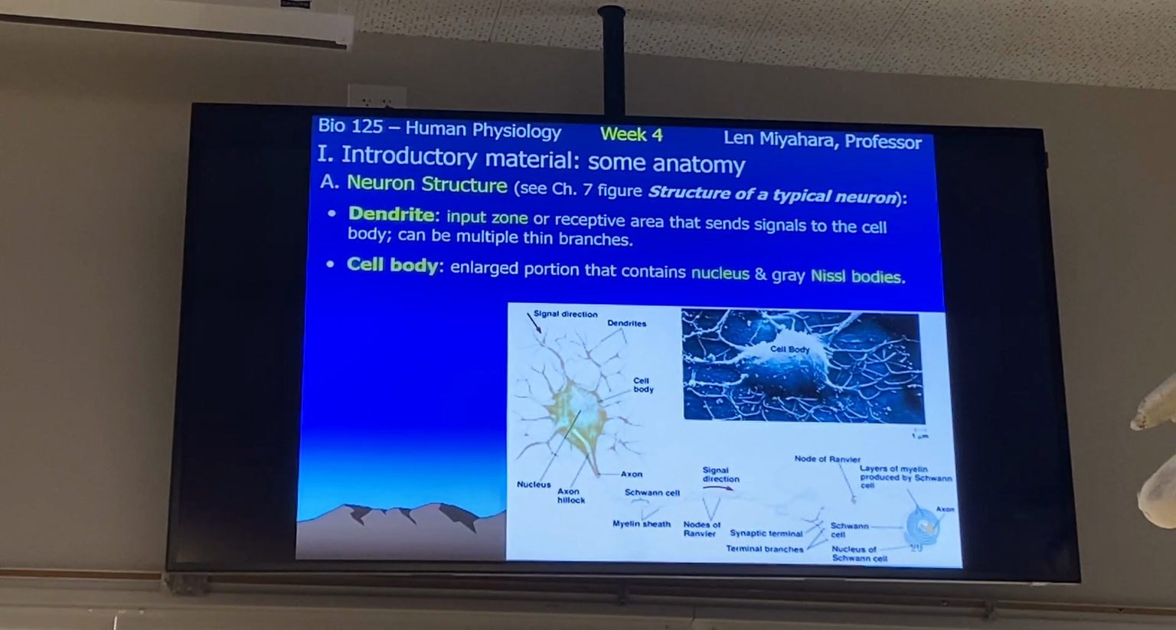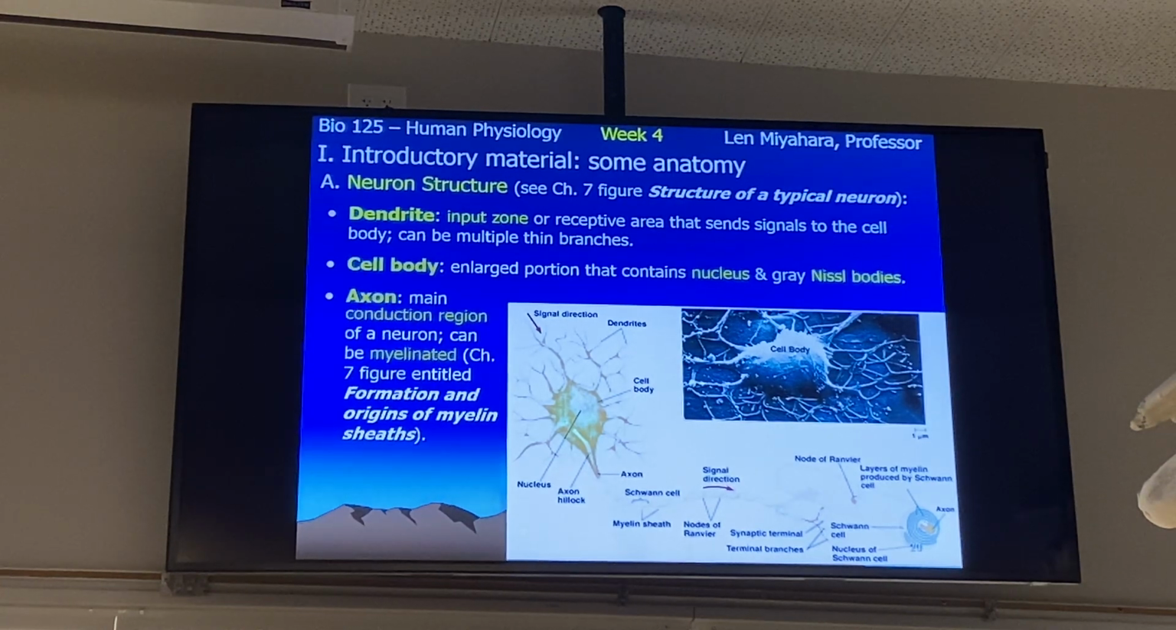Remember that the cell body is where the nucleus is, as well as packets of rough endoplasmic reticulum and ribosomes we call Nissl bodies or chromatophilic substance. Chromatophilic substance and Nissl bodies are gray in color. So next to the second bullet, make sure you write that gray matter is where the cell bodies are. The cell bodies make gray matter gray, because they're bluish gray. The axon is the conduction zone. It may or may not be myelinated.